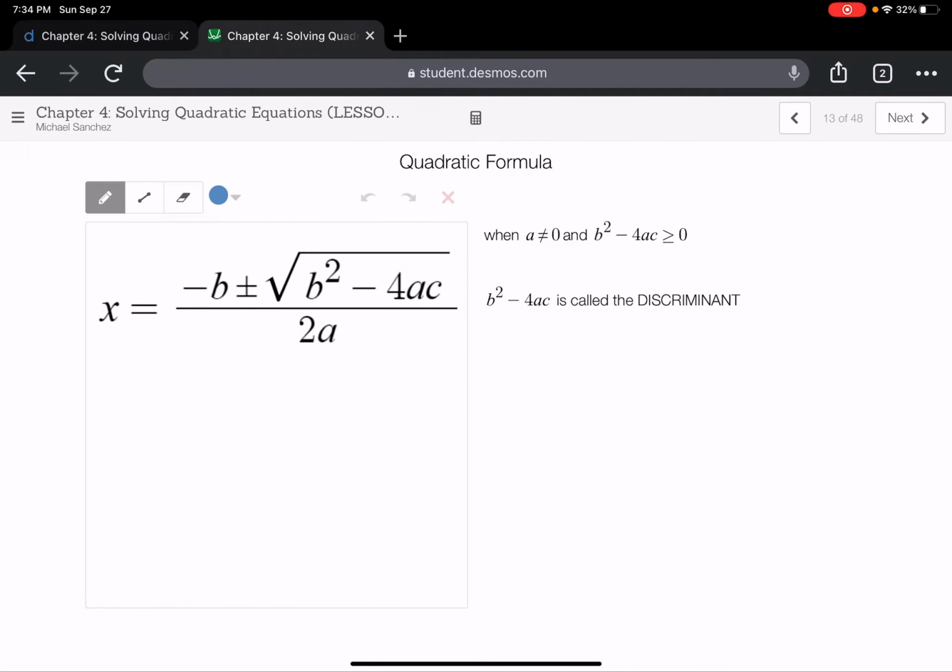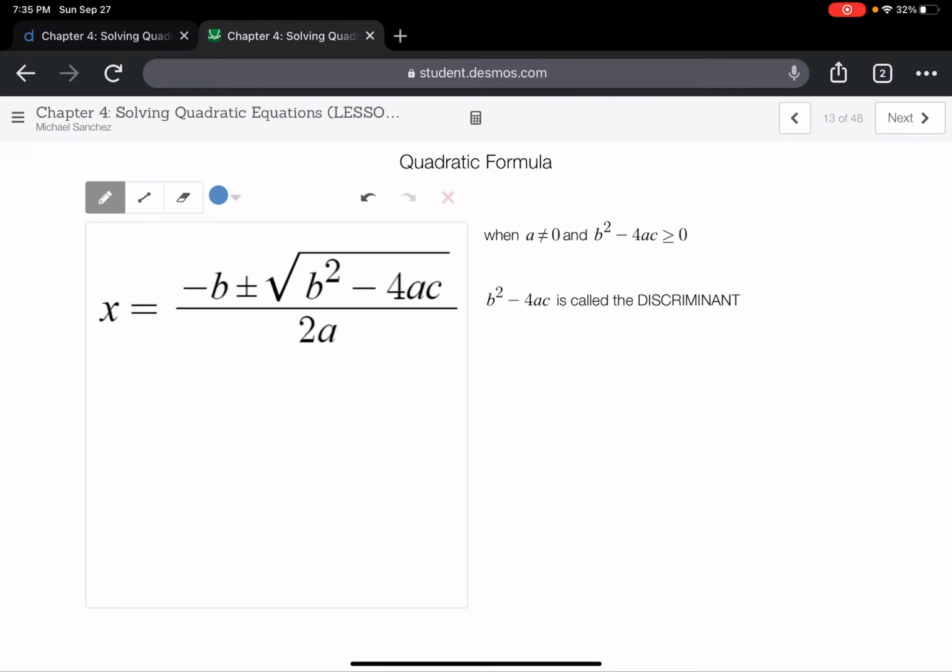All right, so let's start off with what is the quadratic formula. So our quadratic formula is x equals negative b plus or minus the square root of b squared minus 4 times a times c all over 2a. So this happens when a is not equal to 0, and then this piece right here, which is called the discriminant, when that is also greater than or equal to 0, which means that whatever is in here should not be a negative value, otherwise we have no real solutions.